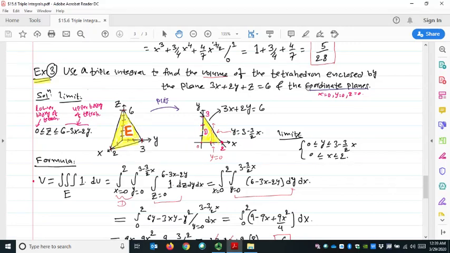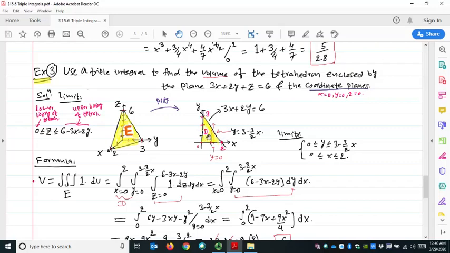In this surface, let's first find the bounds for the z variable. For the z variable, z equals 0 is your lower boundary, and the upper boundary is given by this plane or surface, z equals 6 minus 3x minus 2y. So now we found the z bounds. Now to find the x bounds and y bounds, project the surface on the xy plane. Put z equals 0, then we get 3x plus 2y equals 6, which is this line. This bounds the plane region D, which is a triangular region.